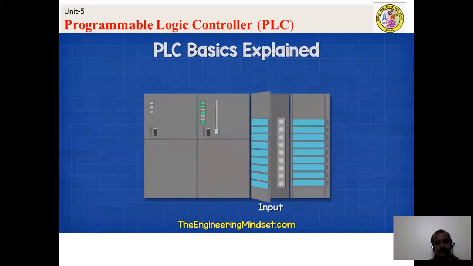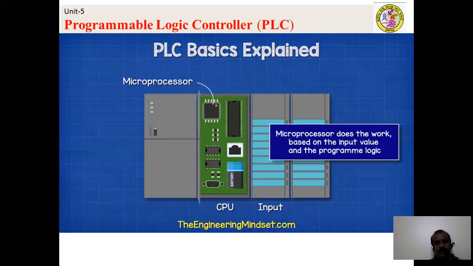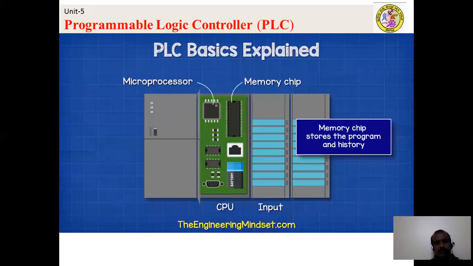The CPU, or Central Processing Unit, is the brains of the operation. It holds the program or software that decides what outputs are required by applying rules to the input signals. The CPU typically consists of a microprocessor, which does the work based on the input value and the logic in the program, and a memory chip to store the program.